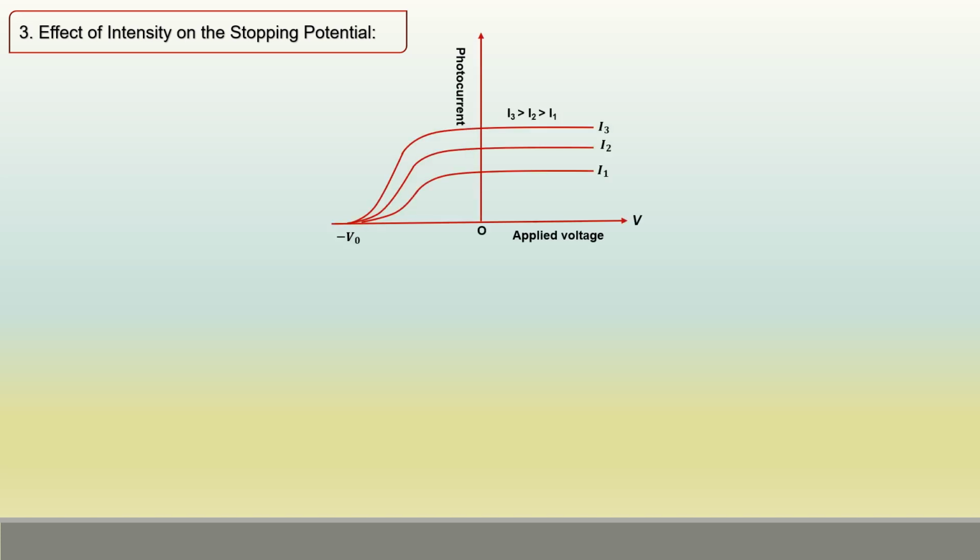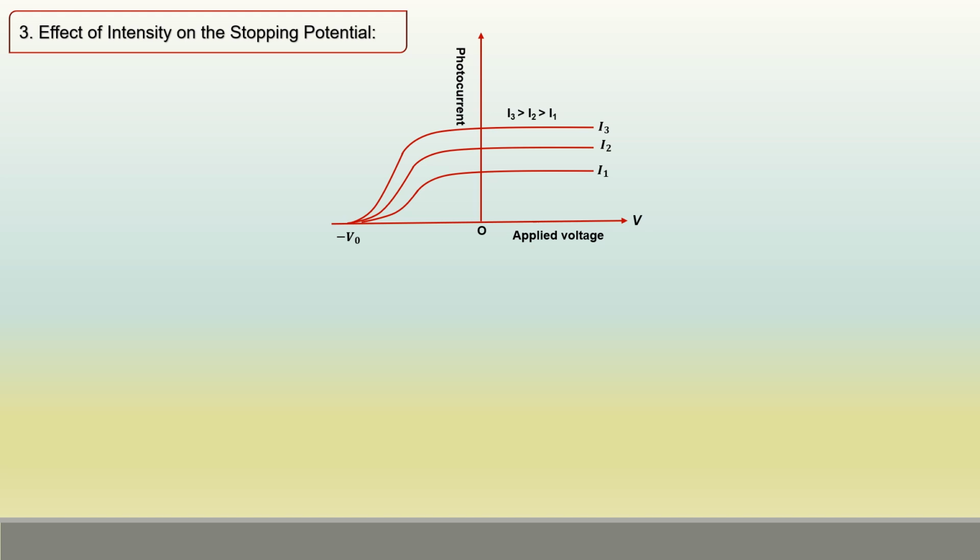If we measure the potential difference across the terminal and current in the circuit at a fixed frequency but of different intensities, let's say I1, I2 and I3, then saturation current are found to be at higher values, but the value of stopping potential remains the same for all the intensities. It means that stopping potential is independent of the intensity of incident light, or we can say maximum kinetic energy of electron is independent of light intensity.